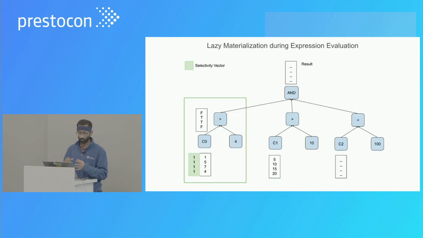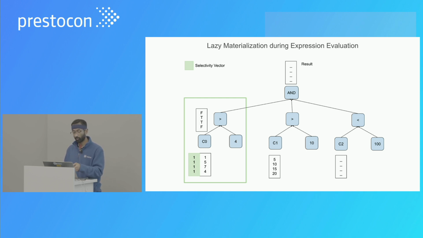Now in this expression, we have an AND conjunct, and it has 3 different conditions. The columns over here are C0, C1, and C2. And in this specifically, C2 is the lazy vector. All of the other 2 have already been loaded. So you see, again, it also has the same legend: the green box represents the selectivity vector, and the white box represents the actual values in the vector.